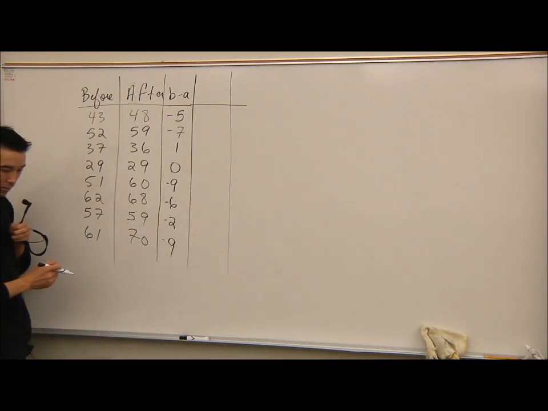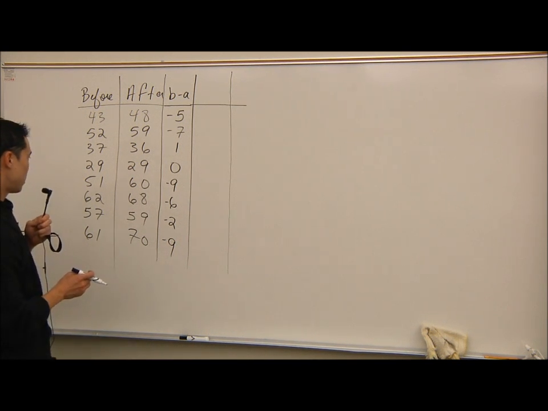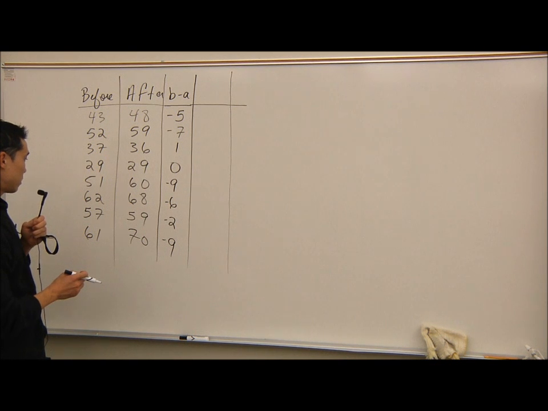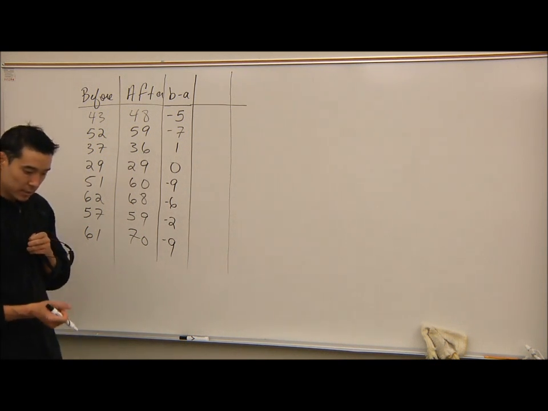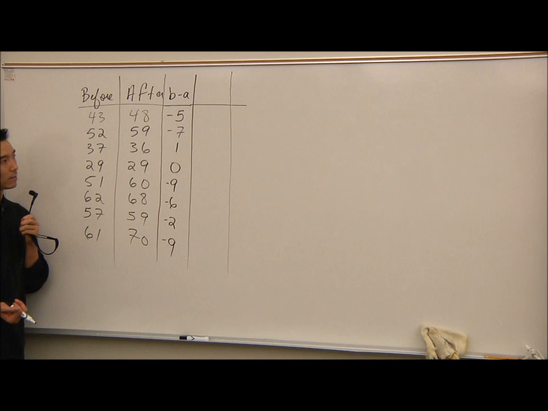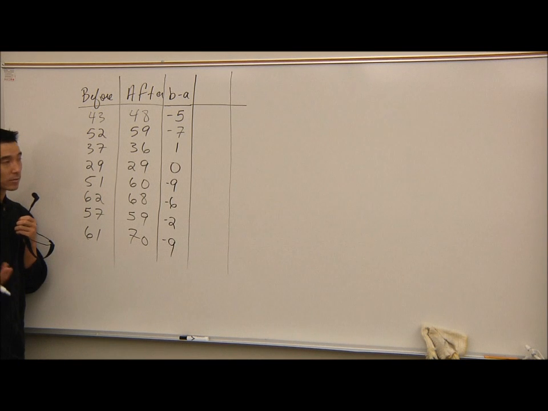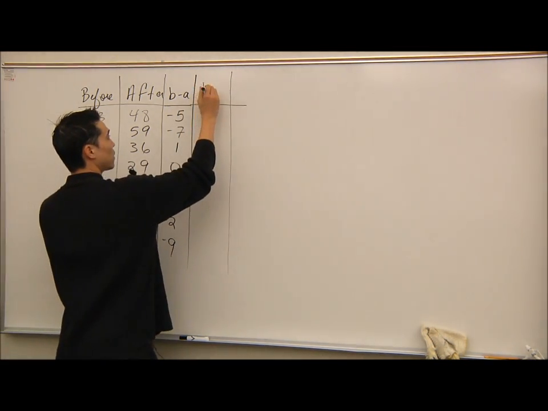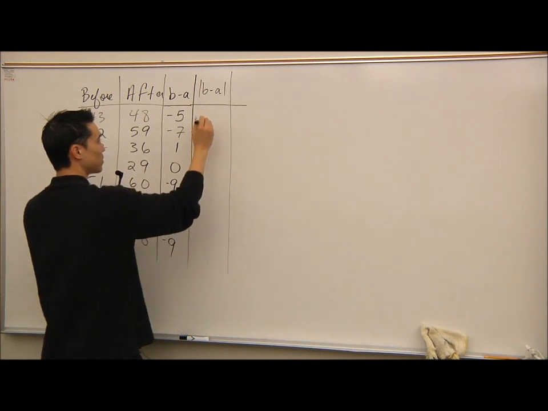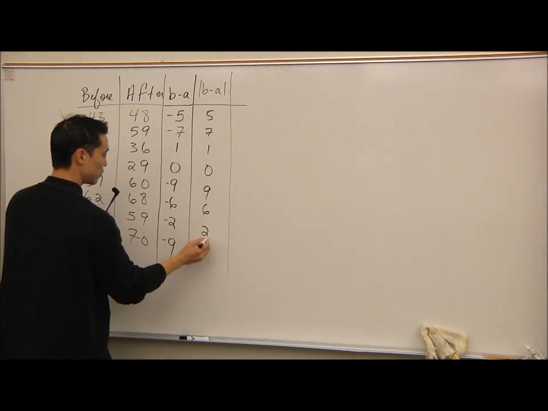Okay, so double check that I got these right. So I have negative 5, negative 7, 1, 0. Then negative 9, negative 6, negative 2, negative 9. Does everybody agree with that? Just doing B minus A, right? Okay, great. The next column, you're going to do the absolute value of the last column. So what does absolute value do, basically? Changes everything to positive. Yeah, any negatives pretty much become positives, and positives stay positives, and 0 stays 0. Okay? So this next column, we're going to call it the absolute value of B minus A, which is the absolute value of the last column. So now we have 5, 7, 1, 0, 9, 6, 2, 9.